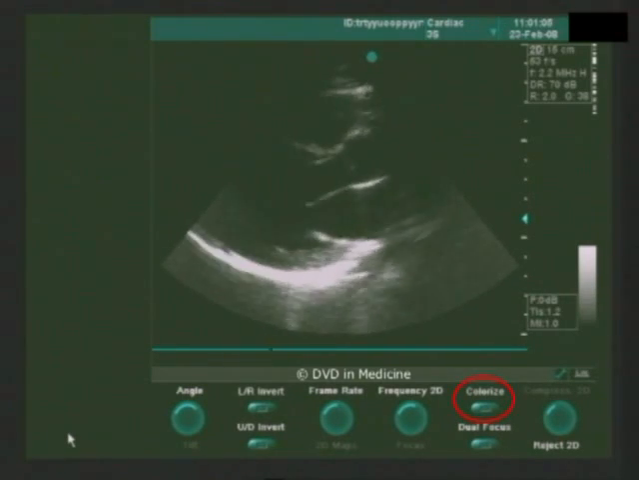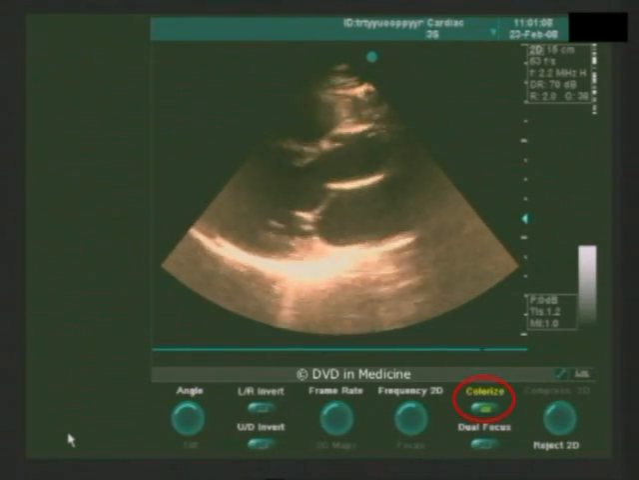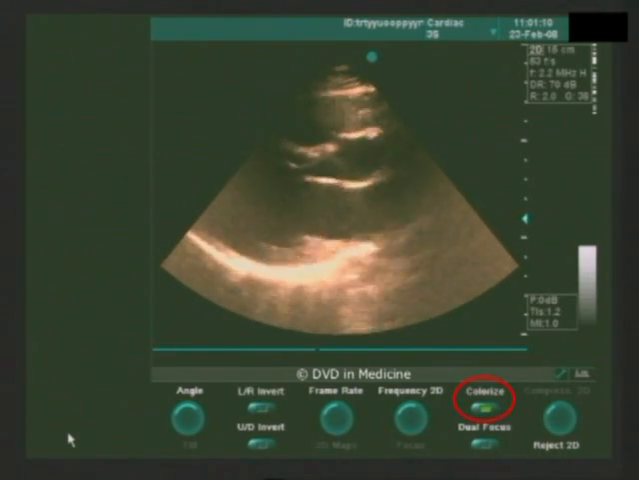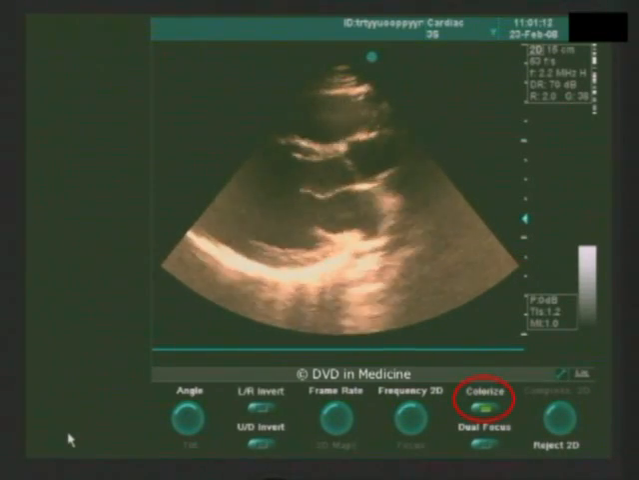The colorized control. One can use the colorized control in order to change the color of the two-dimensional image. The choice is yours, but sometimes this can help improve the image contrast.